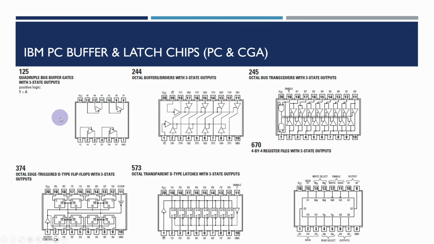Then on the buffers side of things, in the previous video, we kind of covered this simple one here. And then the 244 is used quite a lot in the original PC, but we're generally going to replace these with the 541, which we covered in the earlier videos. The octal bus transceivers we covered, and the 374 and 574s, and the 573s, and then the 670, which is a 4-bit register with 4 addresses, we haven't really covered, so we'll come back to that as well.